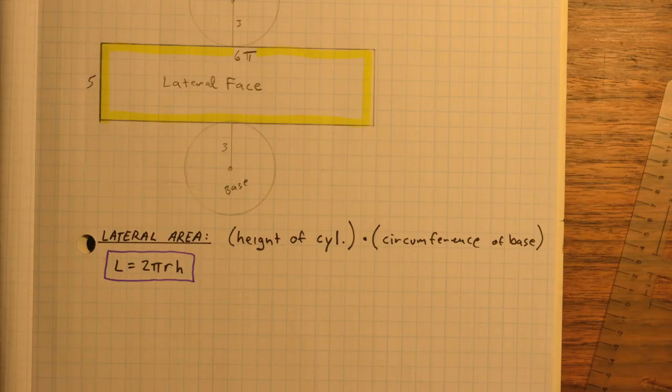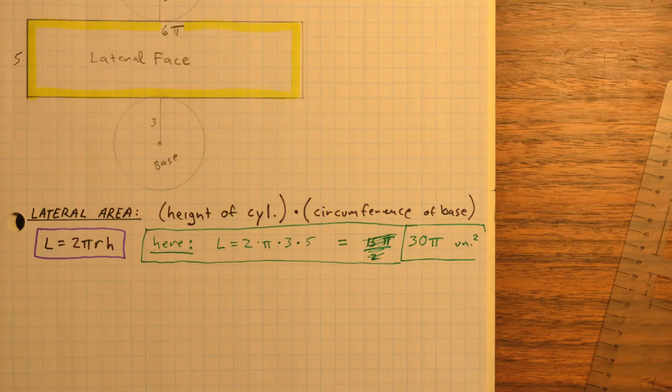To find the lateral area, again, the lateral area is the area of that highlighted rectangle, which is the height of the cylinder times the circumference of the base, or in abbreviated form, 2πrh. So that is the lateral area of a cylinder. So here we have 30π square units.